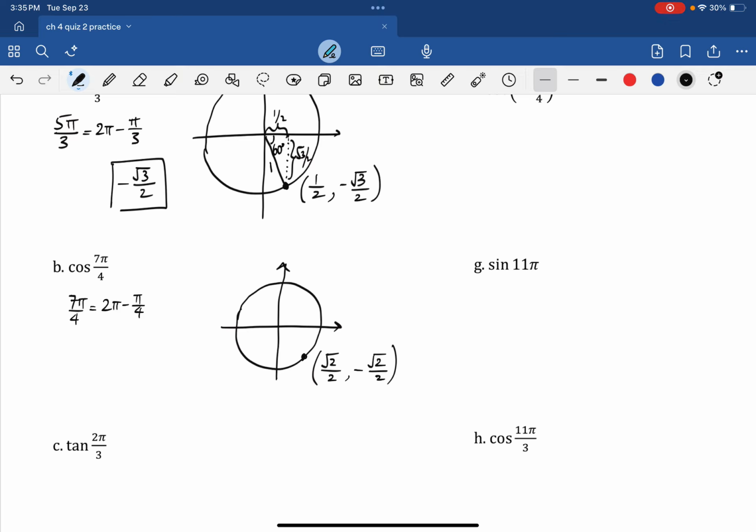I know it's root 2 over 2 because this is a multiple of pi over 4, or 45 degrees. And so there has to be a 45, 45, 90 triangle somewhere. And I know x and y are going to have the same magnitude, but I'm going to determine the signs based on which quadrant it's in. And so cosine is the x value, right? Cosine comes before sine. And so that means cosine 7 pi over 4 is root 2 over 2.